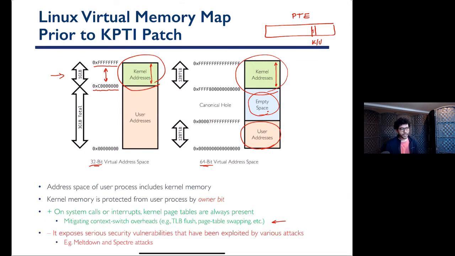What is the downside? The downside is the security risk. If everything was perfect, if the hardware was perfectly implementing whatever it's supposed to do, then this should pose no security risk because of this bit that I just talked about. I can just set this bit to one and block every access from the user. So the memory of the kernel is safe. Nobody can access it.